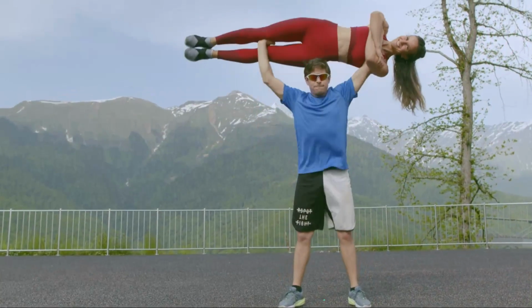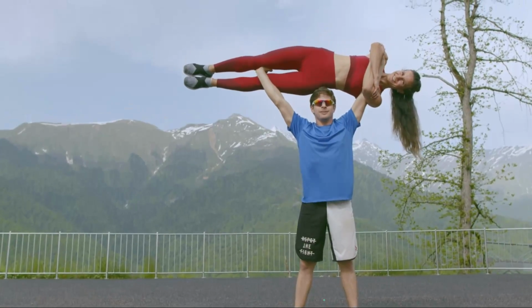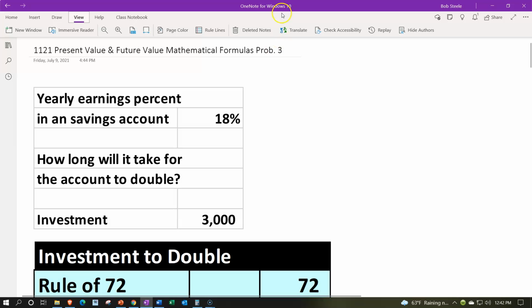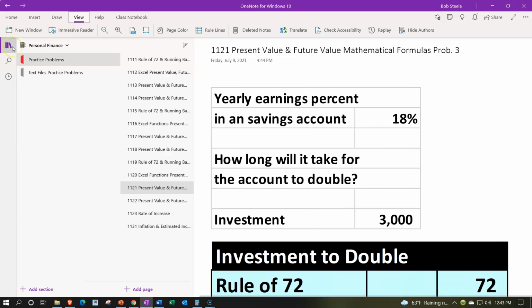Let's talk finance, and this time it's personal finance. Here we are in OneNote. If you have access to OneNote and would like to follow along, you're not required to, but if you would like to, we're in the icon on the left-hand side. We're in the Practice Problems tab, down in the 1121 Present Value and Future Value Mathematical Formulas Prob 3 tab.